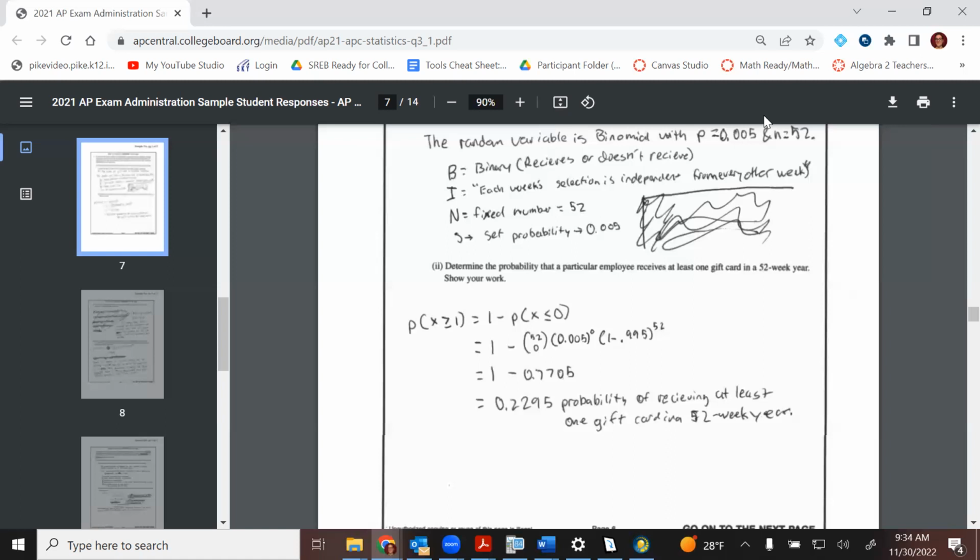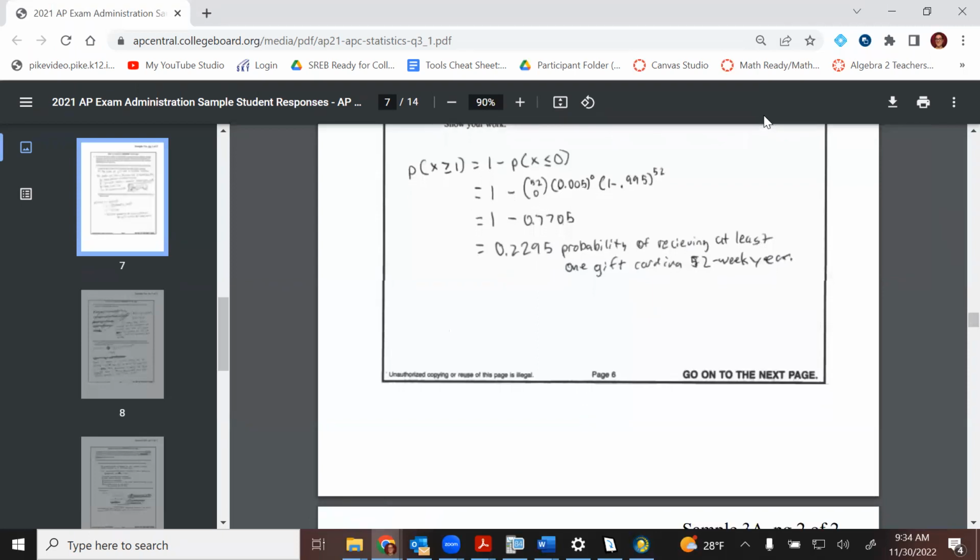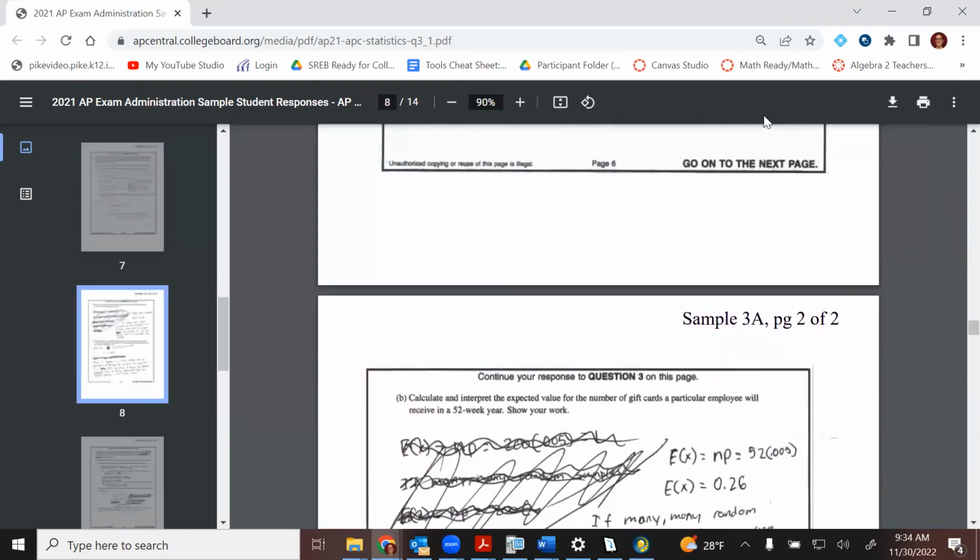They know whether it's a difference. And then they did explain what this meant here. This is the probability of receiving at least 1 gift card in a 52-week year. So they didn't write a beautiful long paragraph or sentence, but they did explain what that value meant. If you guys need me to go back to this, I'm happy to go back. Just let me know.